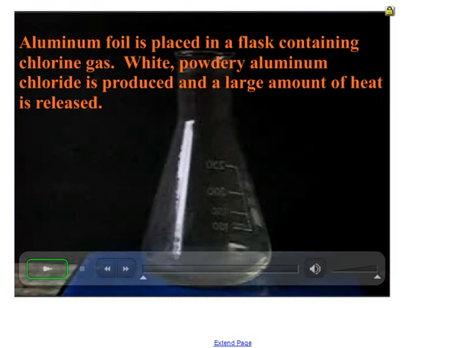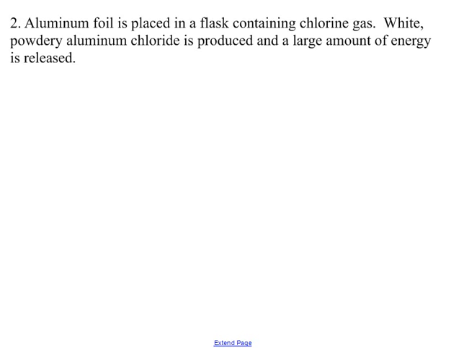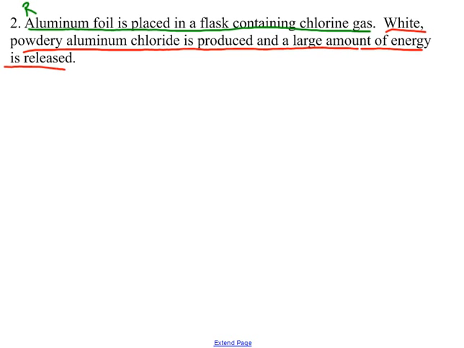Okay. So if we were to write this out as an equation, first we want to identify our reactants. We start out with aluminum foil being placed in a flask containing chlorine gas. So those are our reactants. White powdery aluminum chloride is produced and a large amount of energy is released. So those are our products. Let's start with our reactants. Aluminum foil is just the element aluminum. That's pretty simple and straightforward. We're just going to write Al. Because it's a foil, that tells us that it's a solid.